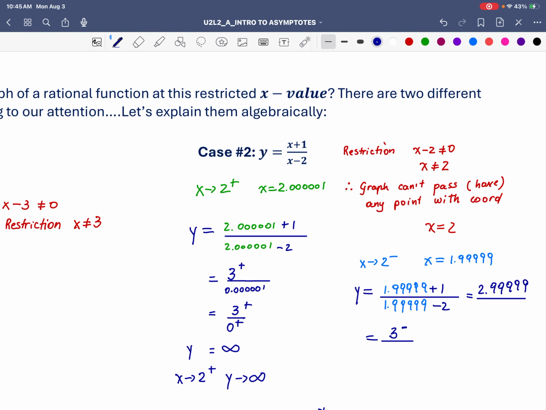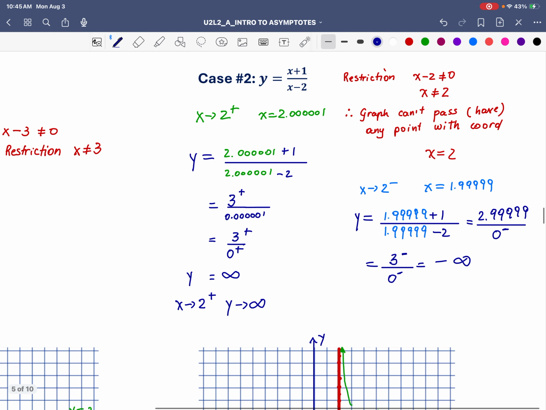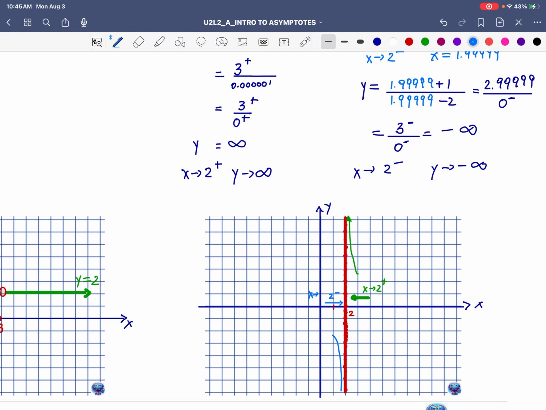And then 1.99999 minus 2 is going to have a difference of almost 0 because they're very close to each other, but it's going to be 0 on the left side, or a 0 negative. So having a 3 minus divided by a 0 minus means that the answer is going to be negative infinity. So we'll say that when x is approaching 2 from the left-hand side, the y values will approach negative infinity. And that tells us that the graph of the function is going all the way down.